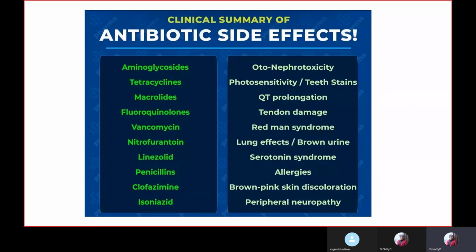Next, a summary of antibiotic side effects. As I mentioned, there are many side effects. The classical ones like nausea, vomiting and hepatotoxicity are present in almost all the drugs, but there are some classical side effects which are specific for certain drugs. For aminoglycosides, it is ototoxicity and nephrotoxicity. Under aminoglycoside, you have streptomycin. Then we have tetracycline. Photosensitivity is very classical, and yellowish discoloration of the teeth is very important.